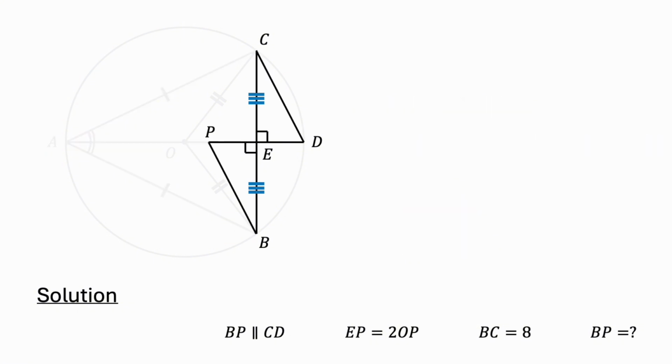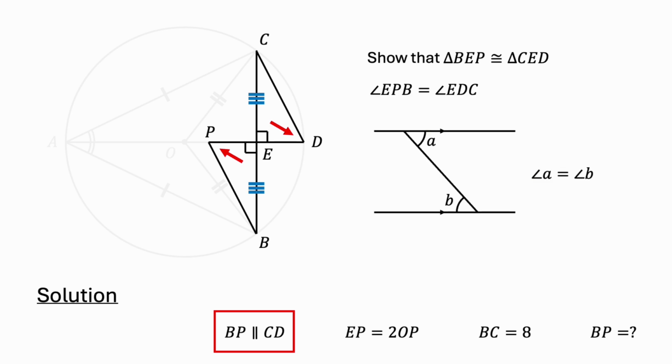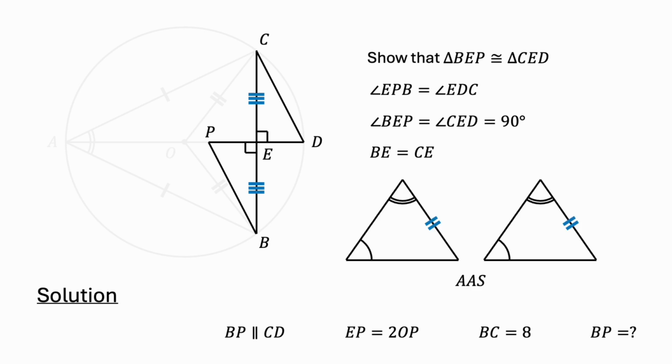Following this, consider triangles BEP and CED. Let us show that these triangles are congruent. Since BP is parallel to CD, angles EPB and EDC are alternate interior angles. Since alternate interior angles are equal, we have angle EPB equals angle EDC. In addition, angle BEP equals angle CED equals 90 degrees, and BE equals CE. Therefore, the two triangles are congruent by AAS.